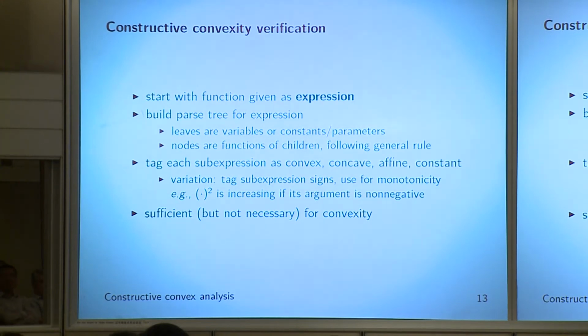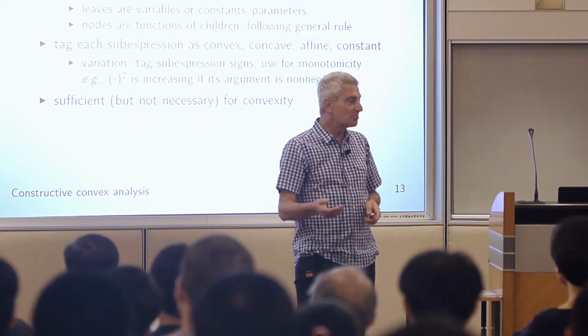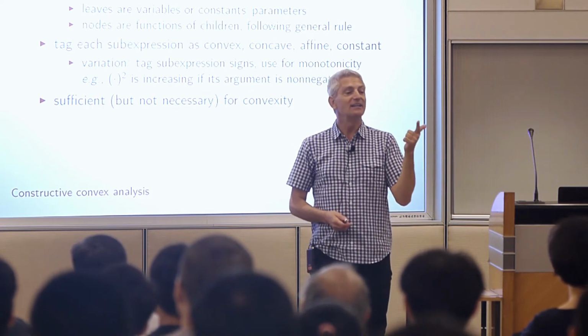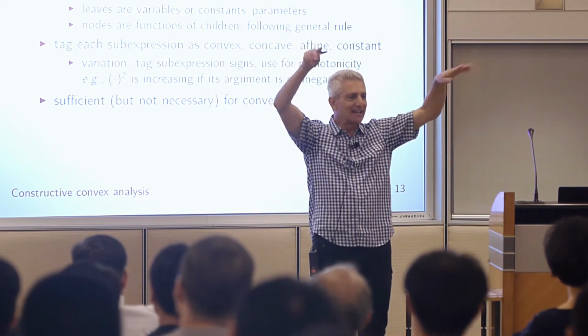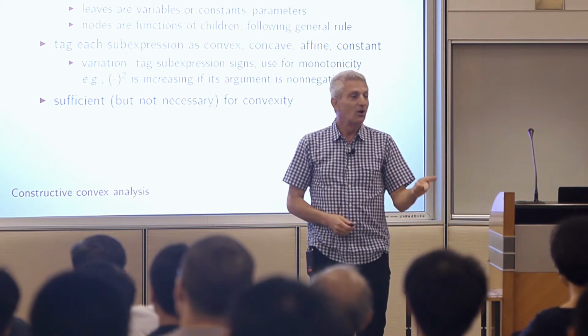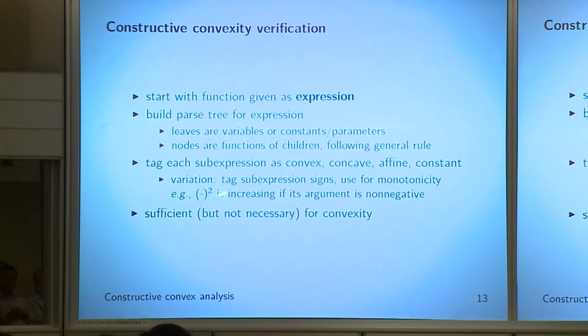As long as these things follow the general rule, you can walk up the tree, or you could start from the top, it wouldn't matter, and flag every expression as either constant, affine. By the way, affine is convex and concave, because it means its curvature is both non-negative and non-positive. So affine means both convex and concave, or unknown. That's the other option. So you tag them, and if you figure out the signs, you can use this for monotonicity. For example, the square function is increasing if its argument is non-negative, right?